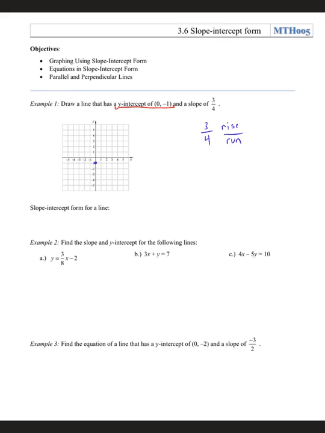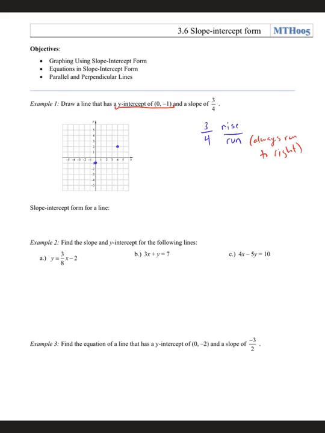Now, if there were a negative, instead of rising, we'd actually drop. But regardless, you always run to the right. So always run to the right. The negative just determines whether we move up or down. In this case, it's positive. So from the y-intercept, we go up 3: 1, 2, 3, and then to the right 4: 1, 2, 3, 4. And then we plot our point.